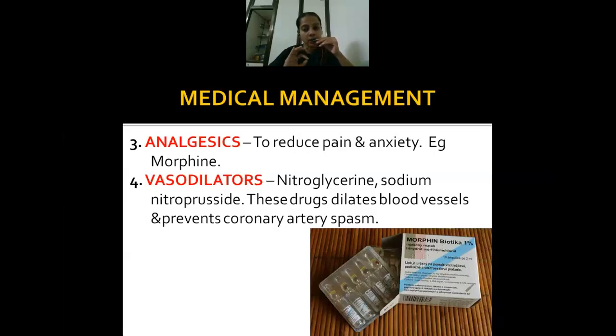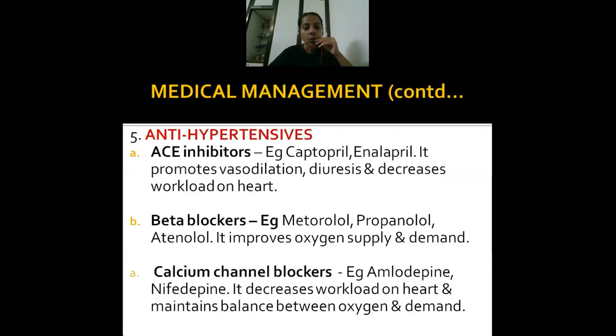Next is vasodilators. Commonly the vasodilator we give is nitroglycerin. It is available in the form of patches, sprays, creams, and sublingual tablets. That will dilate or relax the smooth muscles, and also reduce the coronary artery spasm. Next, some antihypertensives are recommended if a person has hypertension. Commonly ACE inhibitors like captopril, enalapril. It will reduce the workload on the heart.